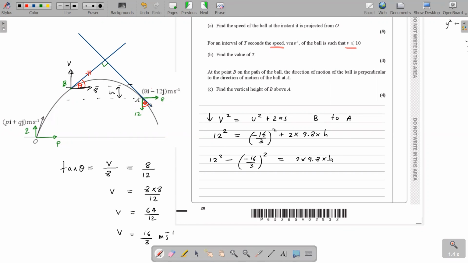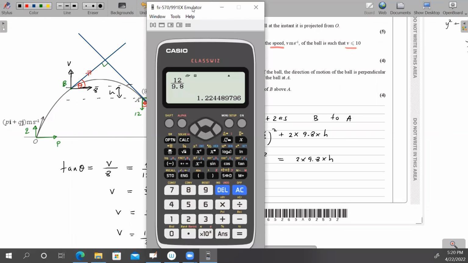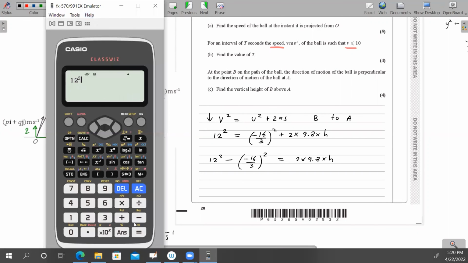How much is 12 squared minus 16/3 squared? 12 squared minus 16/3 squared, I get 1040/9. So this should be divided by 2 into 9.8, right? Which gives me, so definitely give your answer to what? 3 significant figures, which is 5.895. So when you correct to 3SF, it's 5.90 or 5.9.